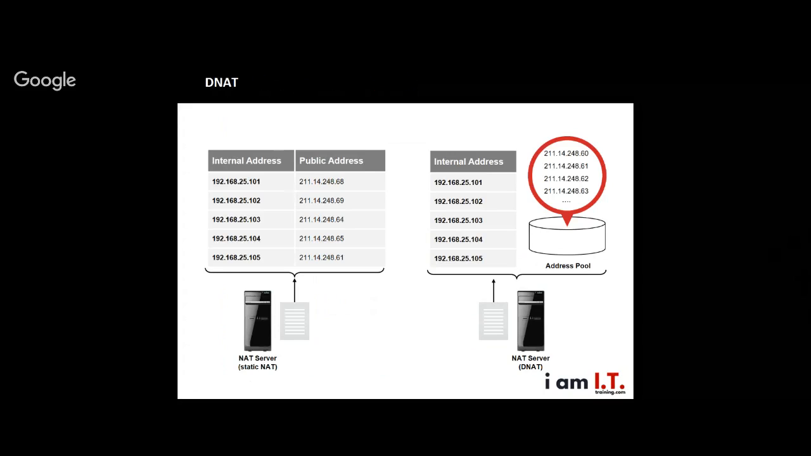Now, in dynamic NAT, there's not necessarily a one-to-one ratio that is going to be the same all the time. What will happen is, as my internal addresses need to communicate with the outside world, they will pull a specific public address from a pool that's available. Meaning I have this big list of addresses and it's just going to grab one and use it until it doesn't need it anymore.